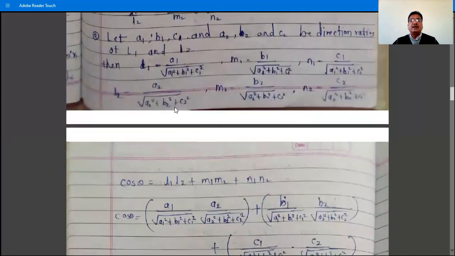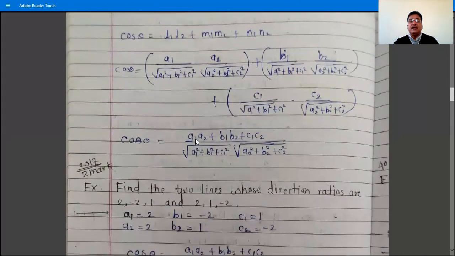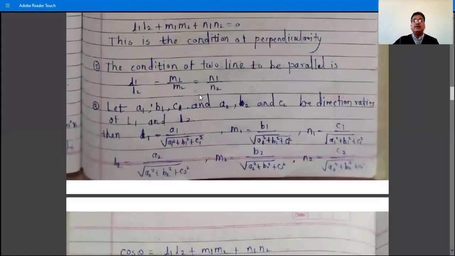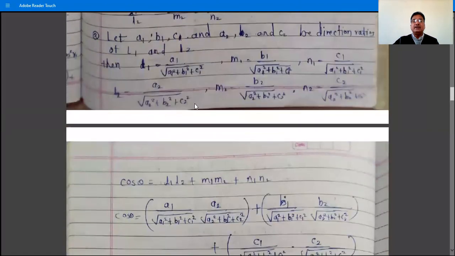And the other formula is: cos theta is equal to a1 a2 plus b1 b2 plus c1 c2 divided by root of a1 square plus b1 square plus c1 square, times root of a2 square plus b2 square plus c2 square. This is the formula to obtain the angle between two lines. We can use this formula if we know the values of a1 b1 c1 and a2 b2 c2, that is, if we know the direction ratios of the two lines. By using these two formulae we can find the angle between two lines.